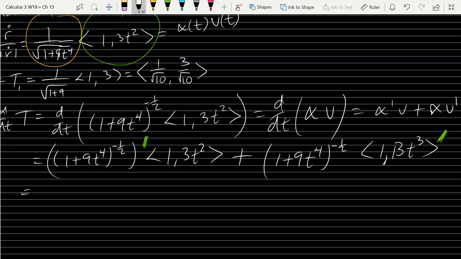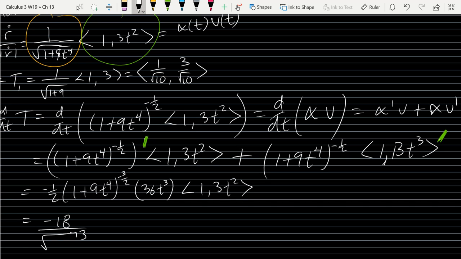All right, so this first derivative is going to be a bit of a nightmare. We're going to have negative 1/2 times 1 plus 9t to the fourth to the negative 3/2 power times 36t cubed. So negative 1/2 times 36 is negative 18 divided by, so it'd be the square root cubed of 1 plus 9t to the fourth. Times 1 plus 3t squared. So that's just the first part of the derivative right there. Oh, yes, absolutely. T cubed.